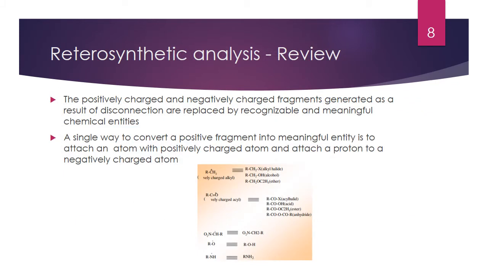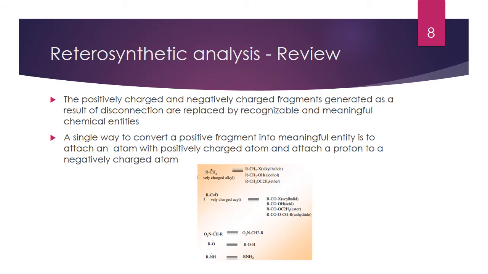The next important thing you should know in retrosynthesis is that positively charged and negatively charged fragments generated as a result of disconnection are replaced by recognizable and meaningful chemical entities. If you want to convert a positively charged fragment into a useful entity, the simple way is to attach a negatively charged or electronegative atom to the positive charge. Positive charge means deficiency, and deficiency is caused by something that is making it deficient. So always a deficient carbon is attached to an electronegative atom, such as a halogen, an OH group, or an ether functionality.